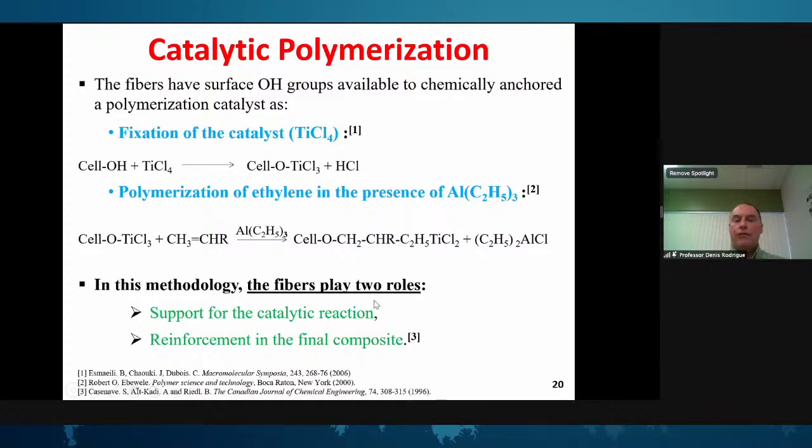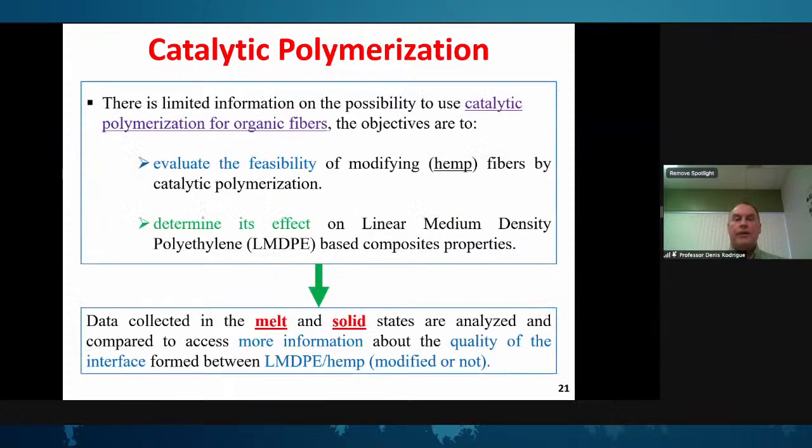So in this case, the fibers are actually playing two roles. First, they are the site for the chemical reaction when you polymerize your polyethylene. And at the end, everything is left in the system and the fibers are acting as reinforcement when you blend that with a matrix, which is polyethylene that was selected in this case.